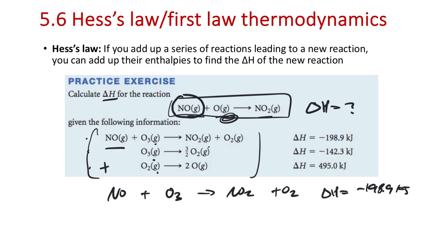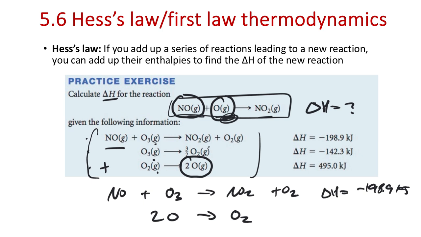But the whole idea here is if I can add the reactions up, I just sum up their delta H's. What I need to figure out is how to get the O atom, which is a little bit more complicated. I see the O atom in this reaction here, but it's on the wrong side. I need that O atom on the reactant side, but it's on the product side. So what I need to do to that reaction is flip it to this direction.